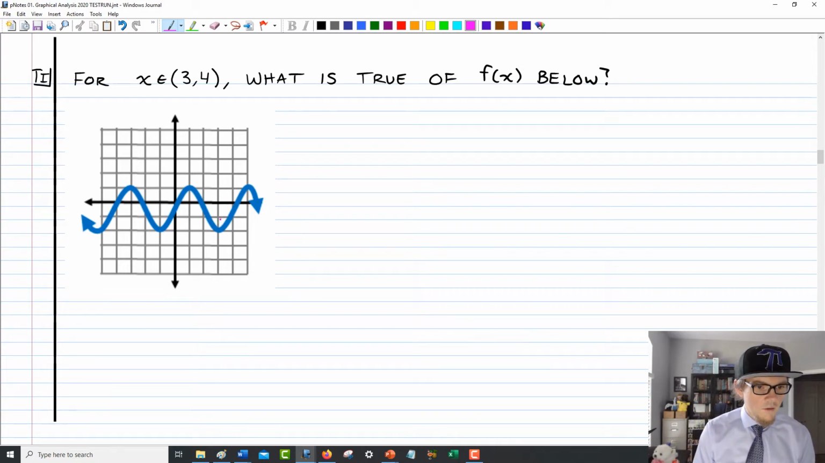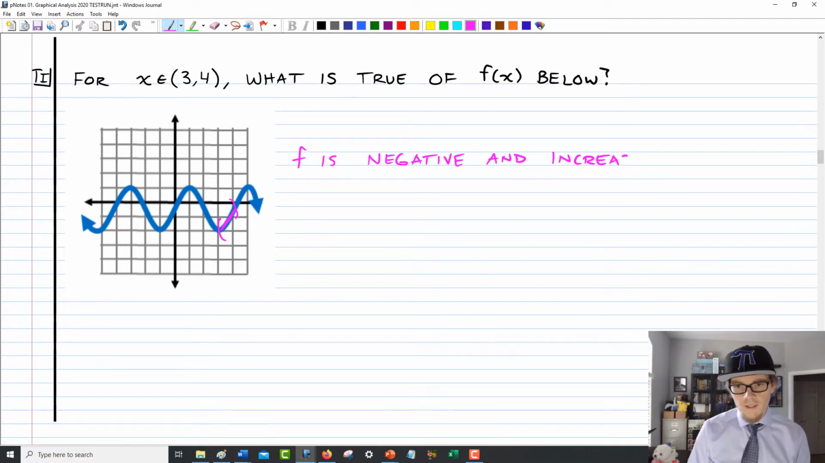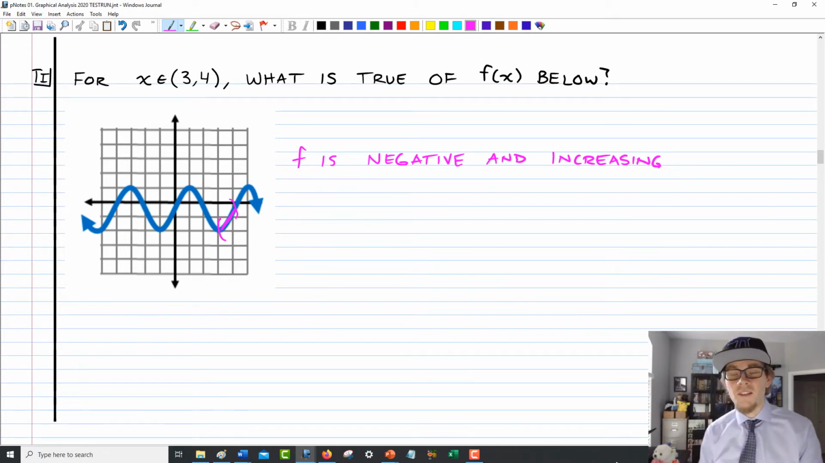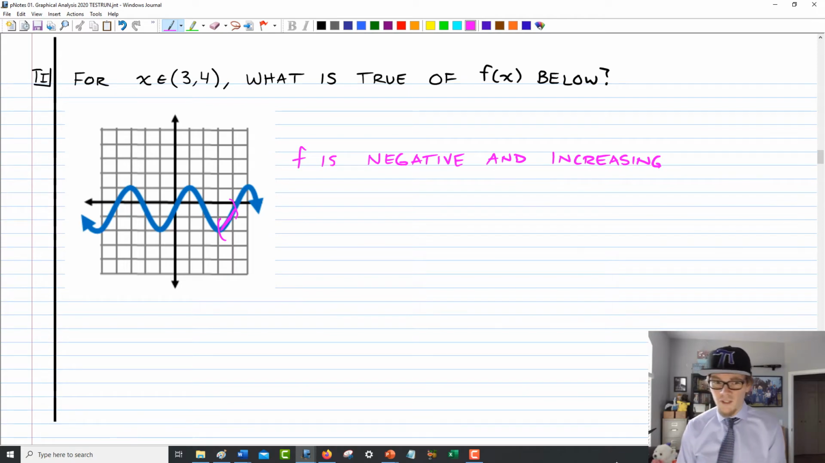But for me, looks like 3 to 4. Looking on this little interval right there, it looks to me like f is negative because the graph is below the x-axis. And it also looks like that f is increasing. So that would be the correct answer to the poll that ideally I'll be using in class. Although it's going to be cutting it pretty tight. Although 12 minutes left is not the worst thing in the world.